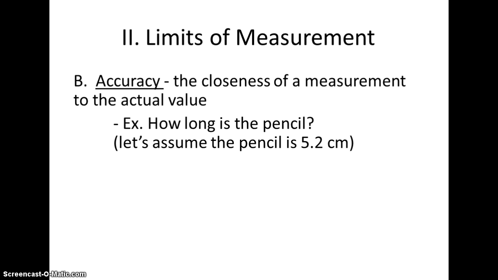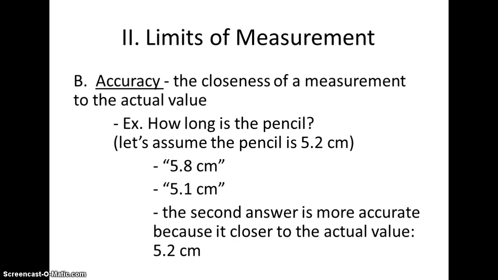Accuracy. Accuracy is the closeness of a measurement to the actual value. So let's talk about how long the pencil is again. We're going to assume that the pencil is 5.2 centimeters. I ask students again, and one person says that it's 5.8 centimeters. And another person says that it's 5.1 centimeters. Which person is more accurate? The second answer is more accurate because it's closer to the actual value. Whichever one's the closest to the value is going to be more accurate.